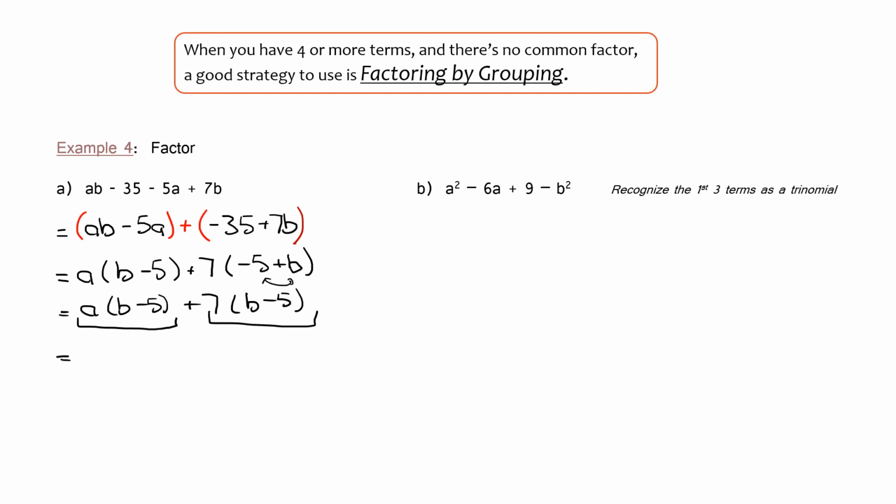Once again, I have a big piece here and a big piece here, and they both have a common factor, a bracket of b minus 5, so I'm going to take that out. And now my brackets touch because everything is factored. Only when your brackets are touching are you done factoring. And you could check that by expanding.